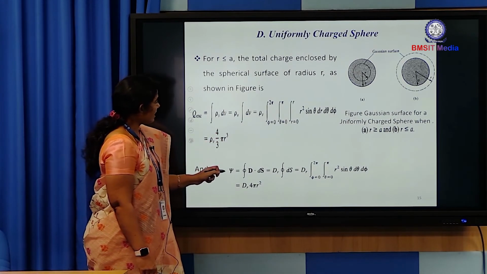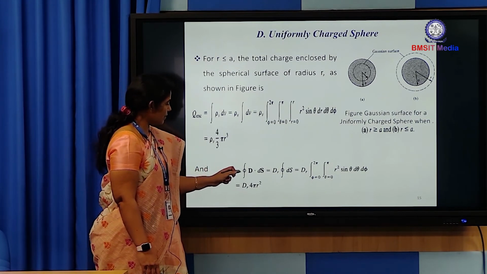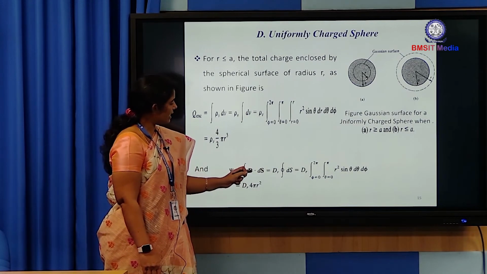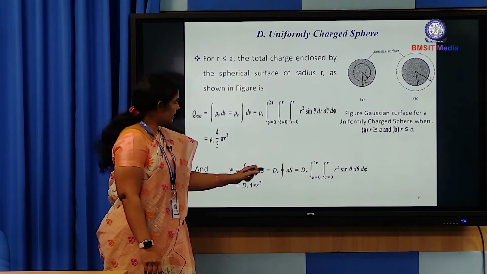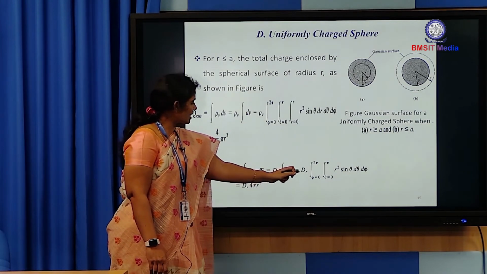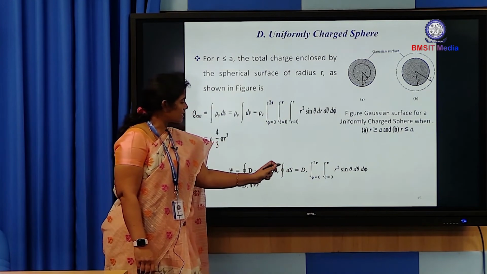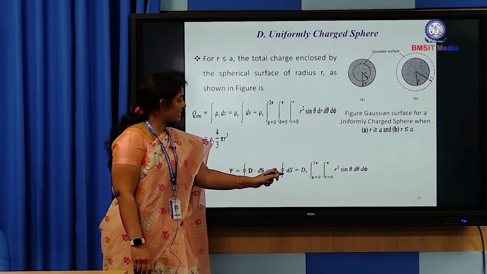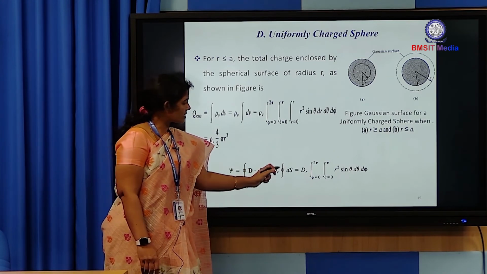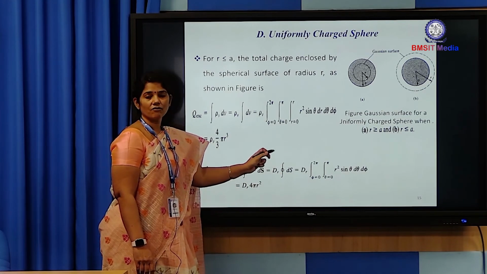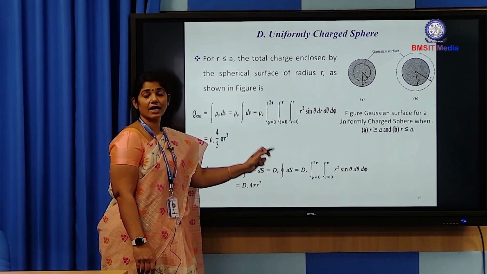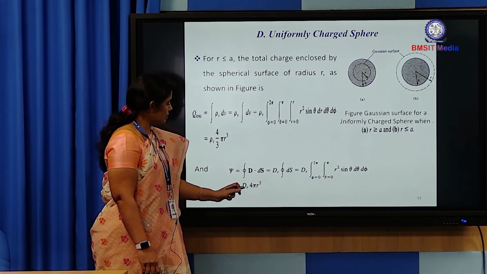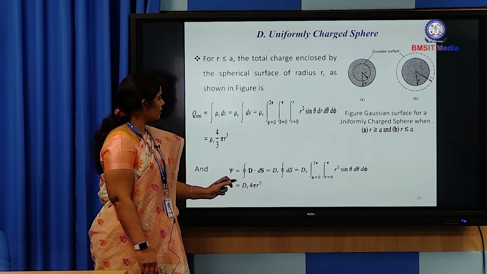And what is psi? As per Gauss law, psi is equal to the closed integral of D dot dS, which is equal to, what is D? D_r a_r. So, D_r times the closed integral of dS, that means the surface area of the sphere. As already known, we calculated this spherical surface area for a point charge, which is nothing but 4 pi r square. Therefore, psi is equal to D_r 4 pi r square, which is also Q.